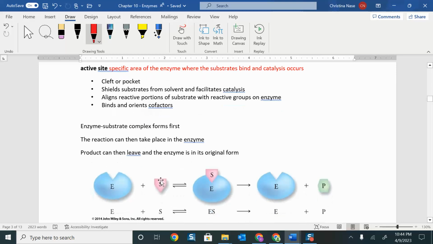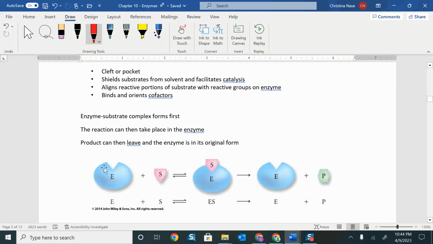And usually, so here's a picture down here, the enzyme will have some kind of cleft or pocket. It's going to shield the substrate from the solvent, and that's going to help facilitate the catalysis. So that's the reaction that's happening. The enzyme can also align the portions of the substrate that need to react. That active site is going to be very important. And then it could also bind the cofactors, and we'll talk about the cofactors in the next section.